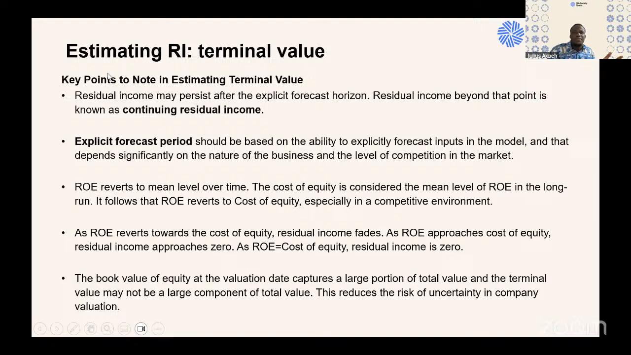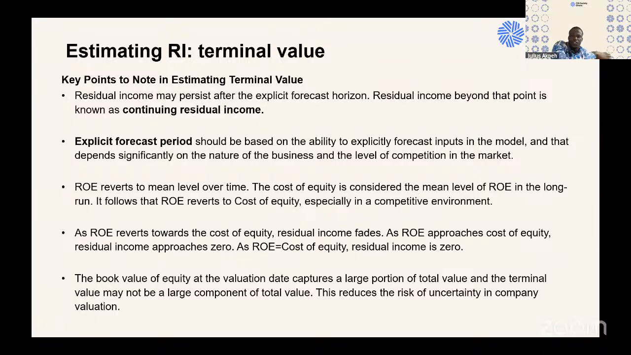Let me just use a mathematical statement and put it this way. The expected value of the return on equity is the cost of equity. So when I say that the ROE will revert to the mean level over time, I mean there will be a convergence. The cost of equity and the ROE sometime beyond the explicit forecast period will converge. You see, there may be a gap now. ROE is higher than cost of equity, but sometime in the future, the two converge. So there's a convergence. We can forecast that.